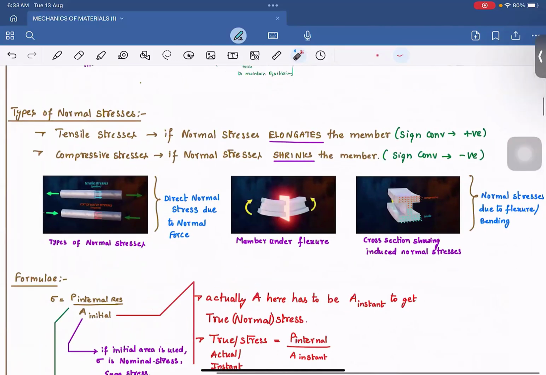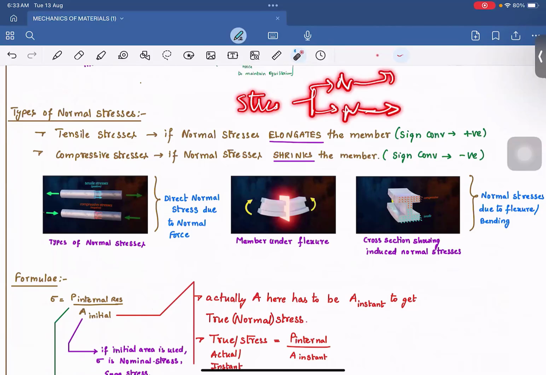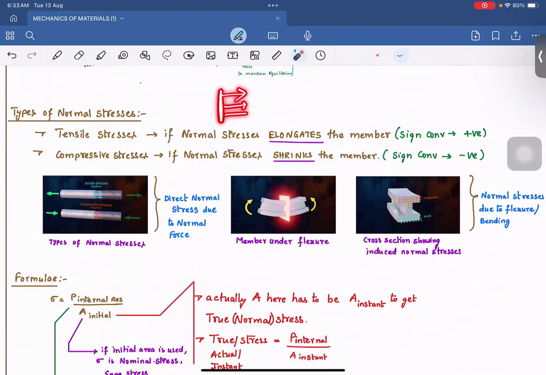Coming to types of normal stress, as I said, there are many types of stresses. If you go into stress, there will be normal and shear stress. If you go deeper, normal will be of two types, shear will be of two types. Coming to normal stress, the stresses that act normal or perpendicular to the plane. By common sense, anything that pulls the body is tensile stress, and anything that compresses the body is compressive stress. But for our exam, remember this sign convention: tensile stress is denoted by positive, and compressive stress by negative. That's the only thing you have to remember.